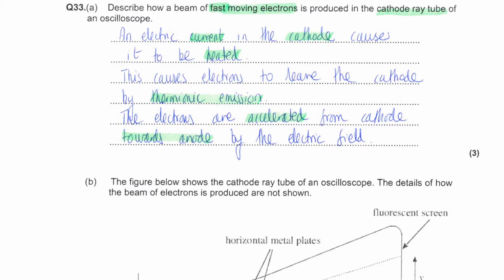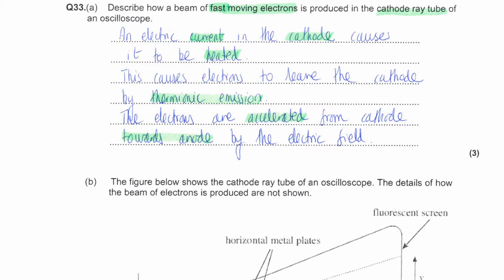This is the Electric Fields Homework Booklet, question 33. You are asked to describe how a beam of fast-moving electrons is produced in a cathode ray tube of an oscilloscope. So first of all, thinking about how the electrons are produced.